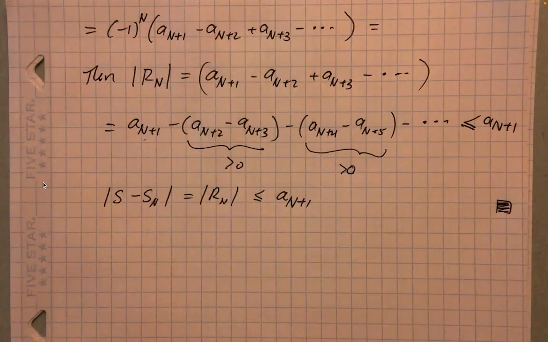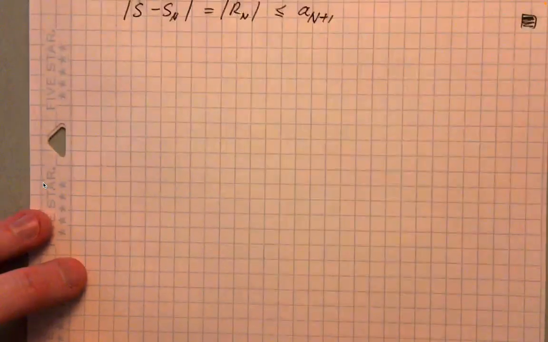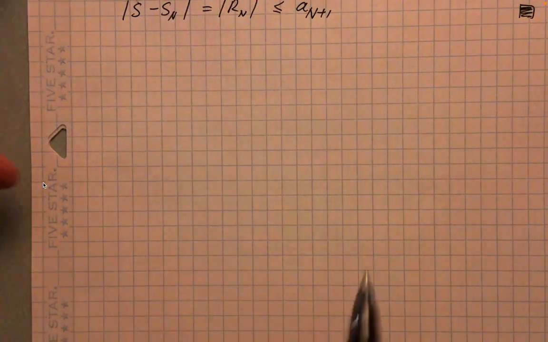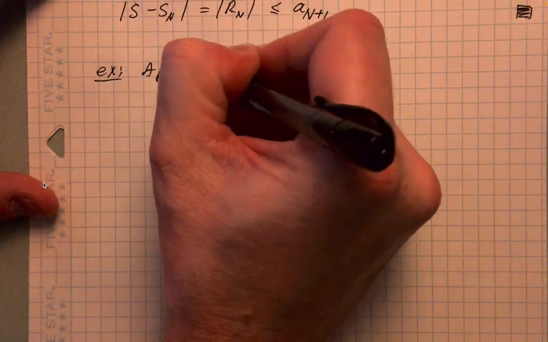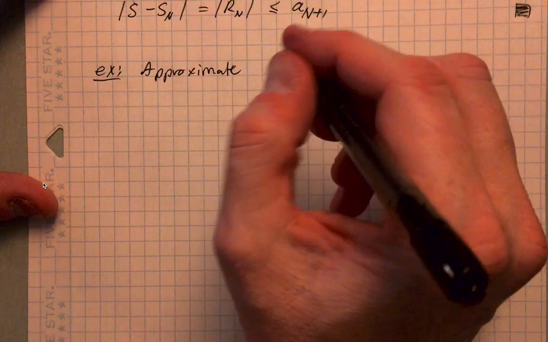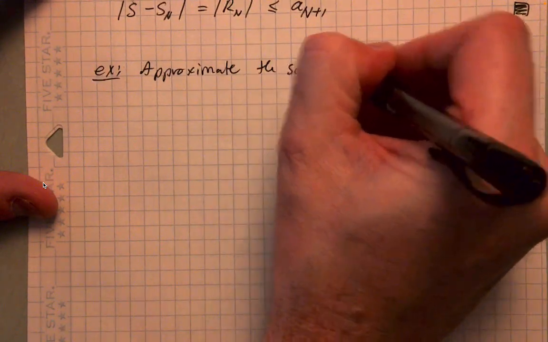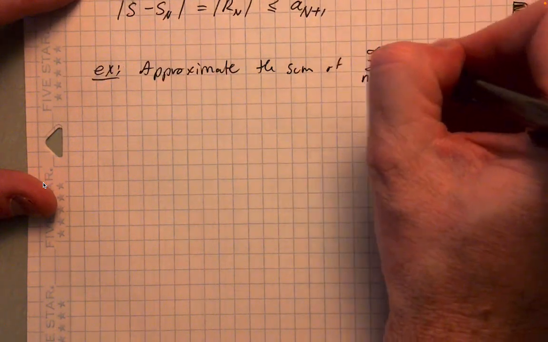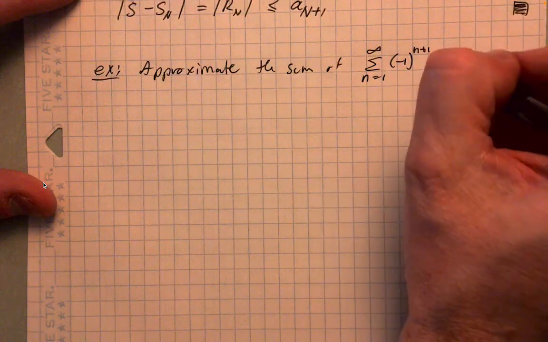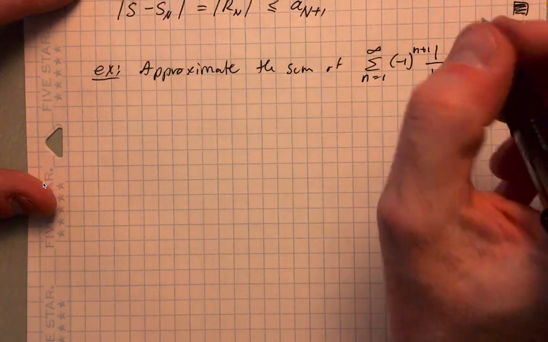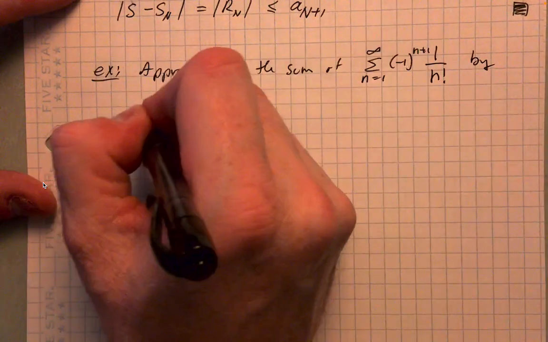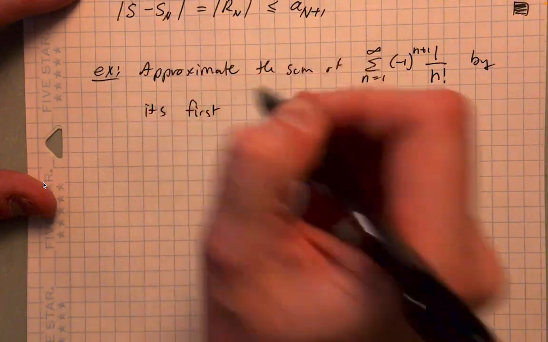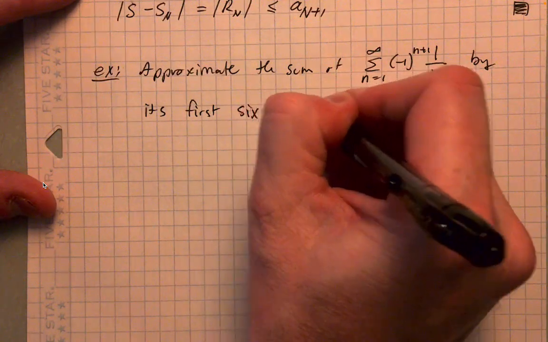Okay, let's use this to approximate a remainder. So let's do an example. Basically, let's approximate the sum of n equals 1 to infinity of negative 1 to the n plus 1 times 1 over n factorial. Let's approximate this by its first 6 terms.